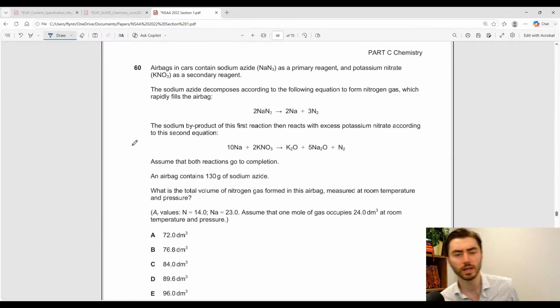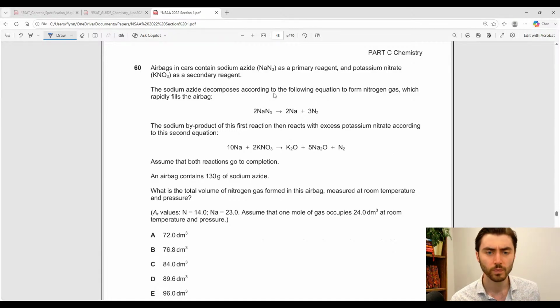Airbags contain sodium azide as a primary reagent. Potassium nitrate is a secondary reagent. It decomposes according to this equation. The sodium byproduct of the first reaction then reacts with excess potassium nitrate according to the second equation. Both go to completion. 130 grams of sodium azide. Cool. Total volume of nitrogen gas formed. Let's find out.